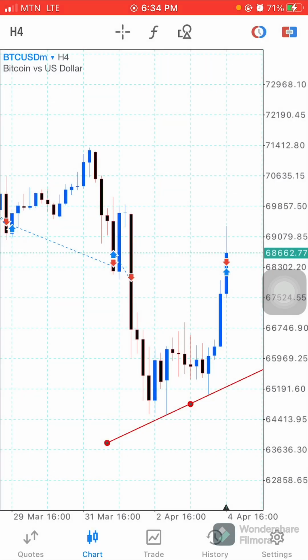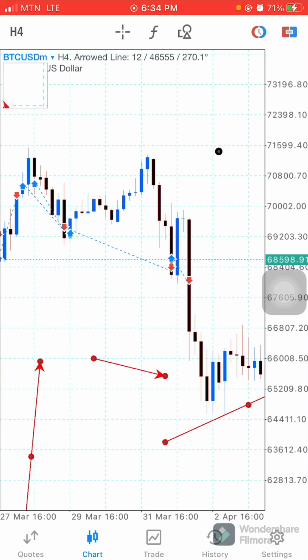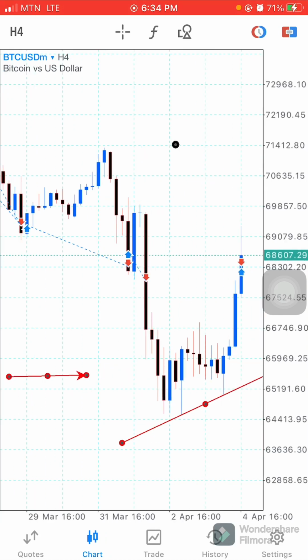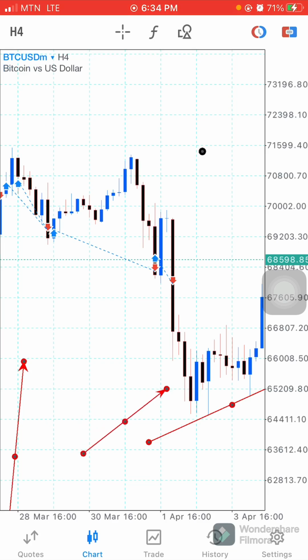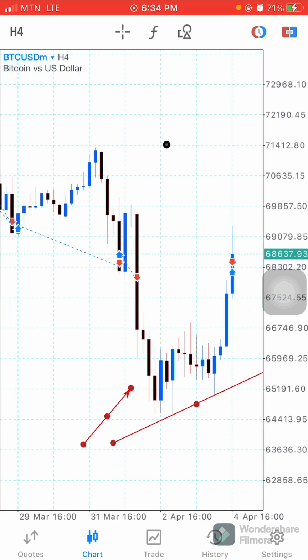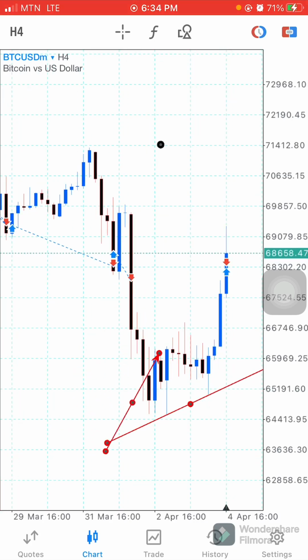So what you need to do as a trader is to spot this strategy and move fast, but don't just enter when you see it. Wait for the market to make a rejection. Let's say at this point you saw it, wait for it to make a rejection.